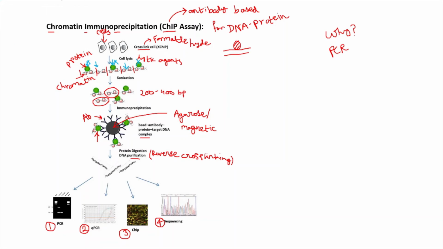And you can also easily see here that only those portions of the chromatin which have bound proteins associated with them will be able to bind to the antibodies, right?